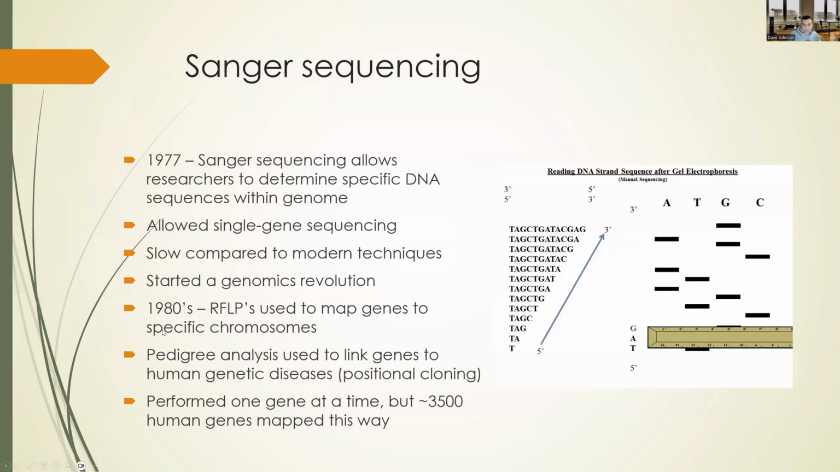All right. We could then use things like pedigree analyses to link genes to genetic diseases. There's a thing called positional cloning that I won't get too far into. But basically, what that means is we were able to start sequencing significant chunks of an organism's genome, but it needed to be done one at a time. And by the time we got to the end of Sanger sequencing's useful lifespan, we had gone through about 3,500 human genes, which is about 10% of the human genome.